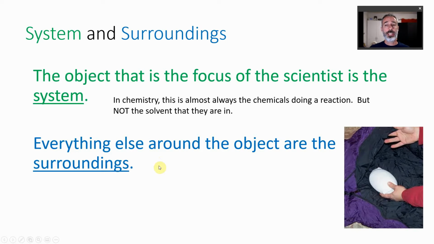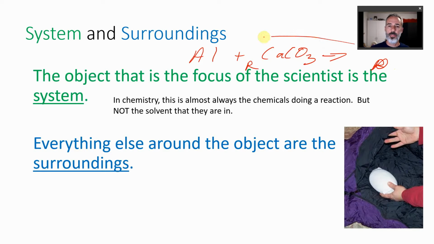Now, of course, in chemistry specifically, that is always the chemicals in the reaction. So we said in the beginning, like aluminum would react with calcium carbonate. Both the reactants and the products that are made, this is the system. But not the solvent. You may have done that reaction in water, right? In other words, actually both of these would be solid. But in any case, if you had these things dissolved, the solvent is not the system in chemistry. It's only the chemicals, because it's chemistry.